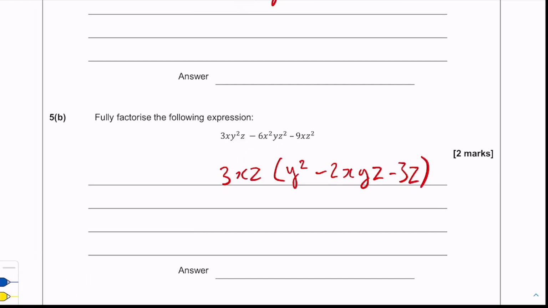I'll read it out in case you can't read it properly. We've got 3xz, then in brackets y squared, take away 2xyz, take away 3z.